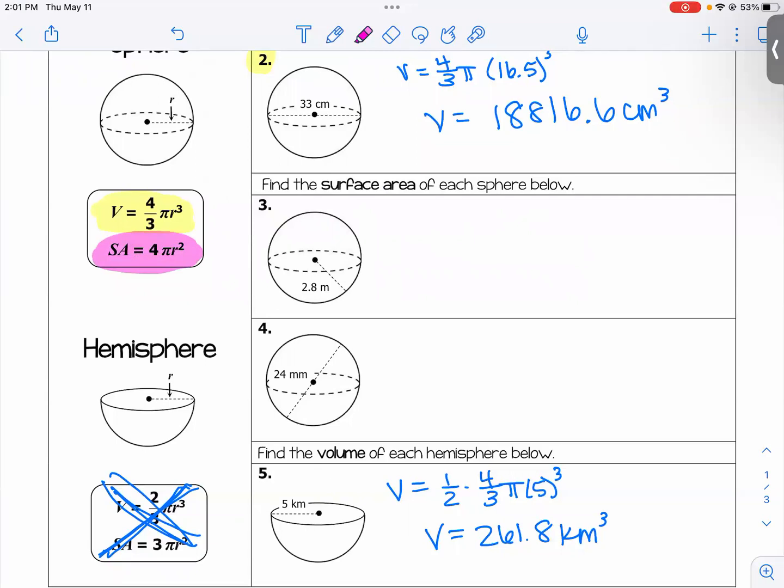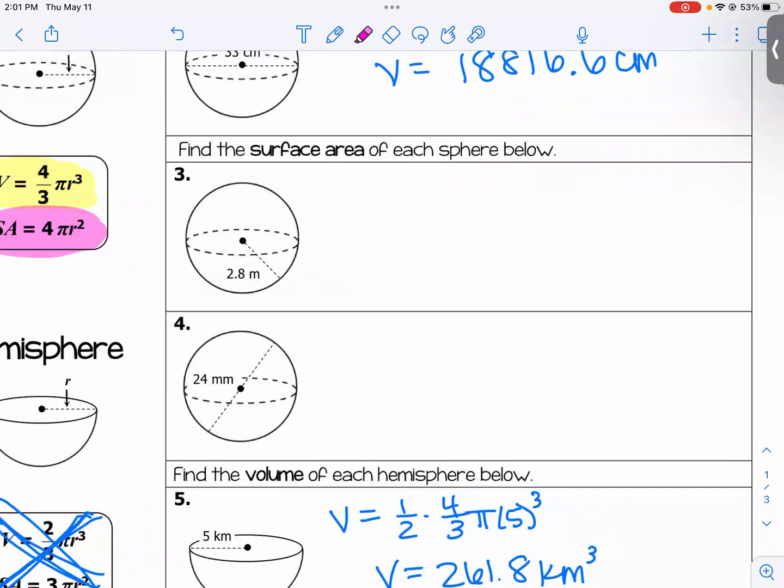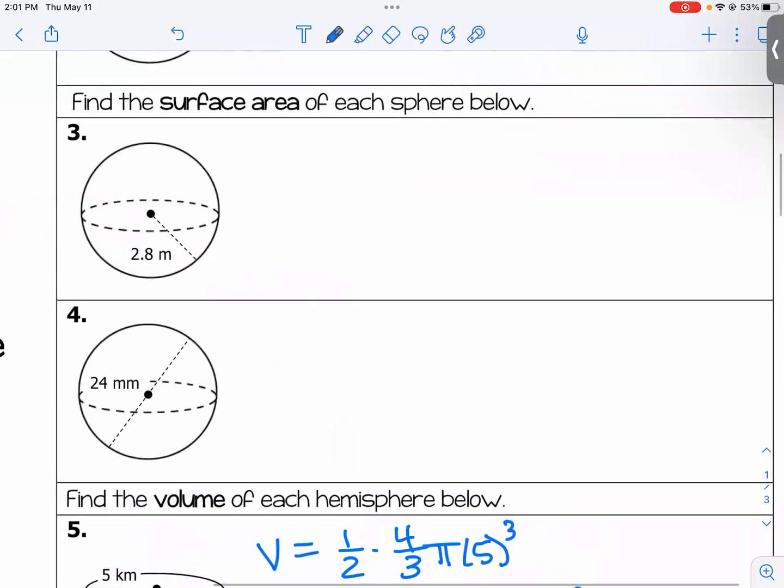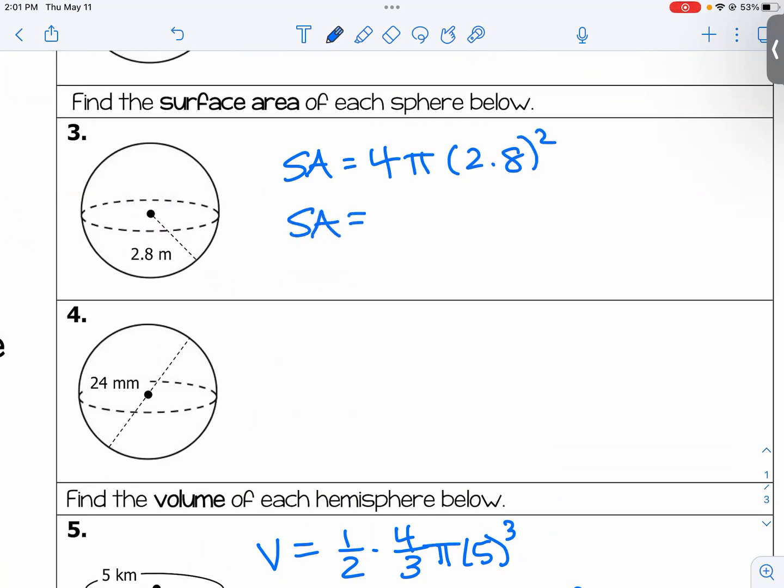Our surface area for a sphere is 4 pi r squared. Okay, so if we're going to find the surface area for number 3, we're going to take 4 pi radius squared. Try that in your calculator.